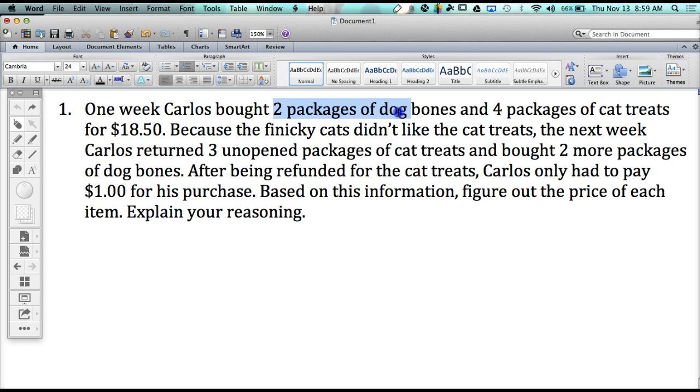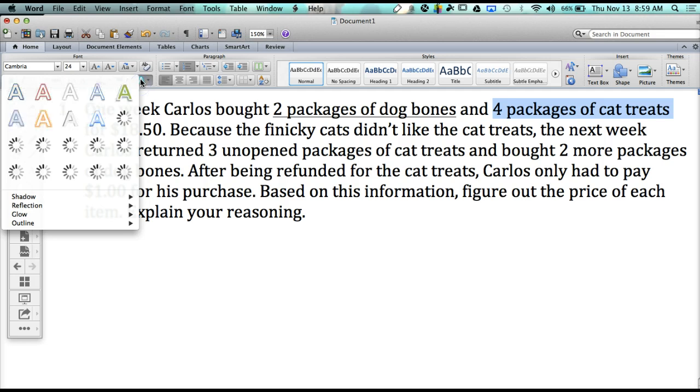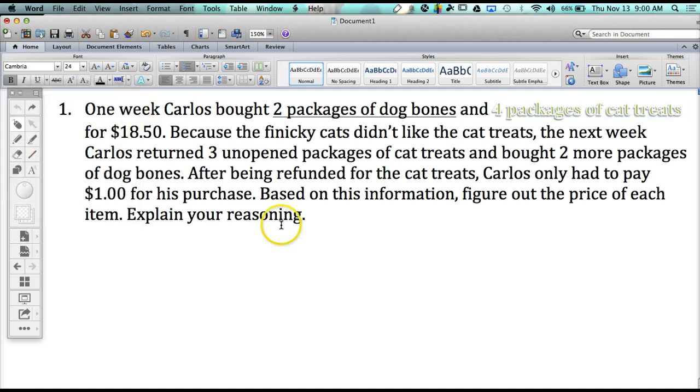So tomorrow on the test, it might be a good idea for you to bring a highlighter, because on your test, it might be a good idea for you to highlight stuff. Now, this is not Google Documents, and so all of a sudden, I don't know how to highlight stuff. So I'm just going to underline. Okay, oh, actually I do. But anyway, there's 2 packages of dog bones and 4 packages of cat treats. Okay, so this stuff is kind of important. Okay, so no, that's not highlighting, but oh well.